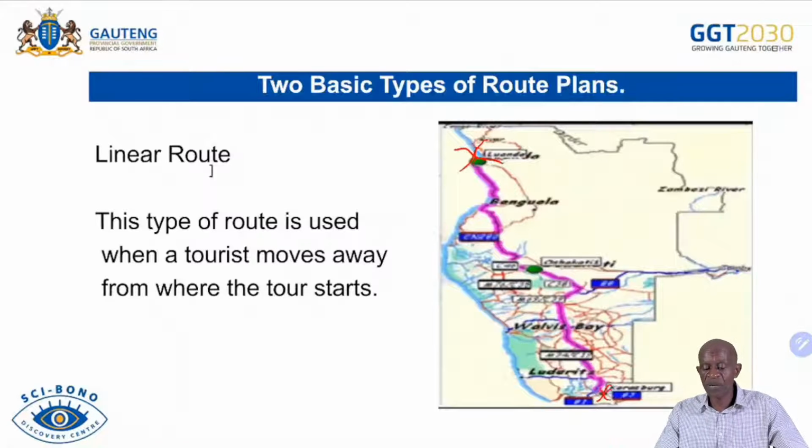And those are two basic types of route plans that you need to establish. With a circular route, you return to where it started, and with a linear route, you move away from where the tour starts, from the point of departure.